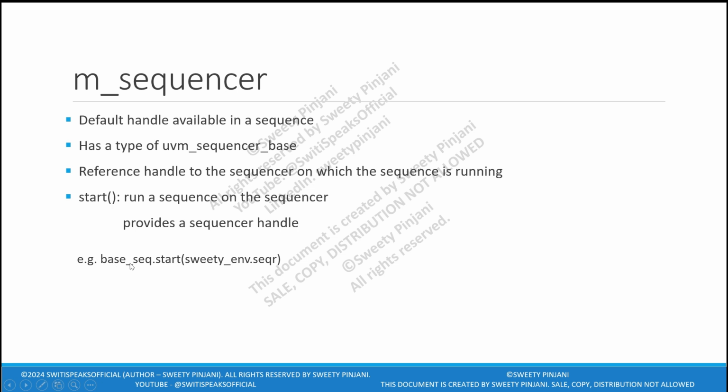And here is an example. You have base_seq.start. You are calling start. It means it is going to run the sequence on your sequencer. This is your sequence, base sequence, and this is your sequencer, sweetie_env.sequencer. Start method is going to run your base sequence on your sequencer. Here m_sequencer is the default handle. m_sequencer is the handle for the base sequence. It is the handle for the sequence. Remember, m_sequencer and p_sequencer are handles for sequence, right? So in this case, base sequence is your sequence. That's why m_sequencer is the handle for base sequence. And this base sequence is running on what? sweetie_env.sequencer. This is about m_sequencer.